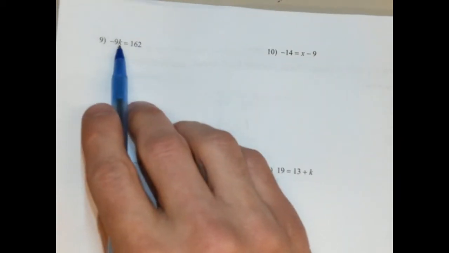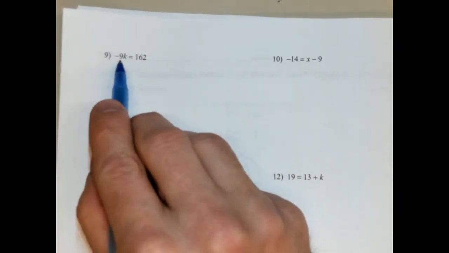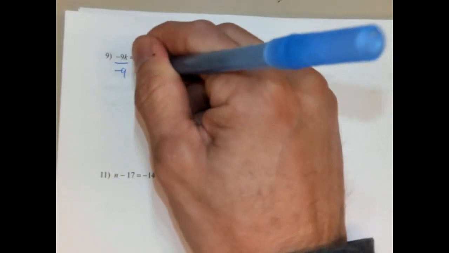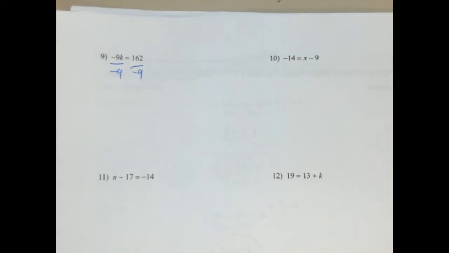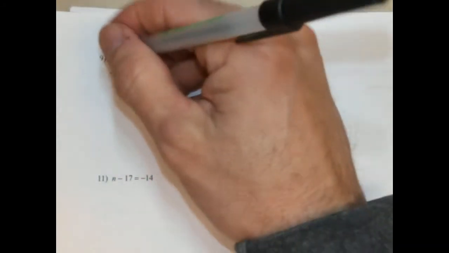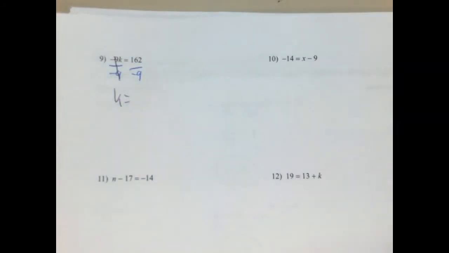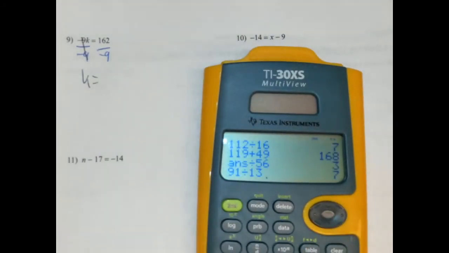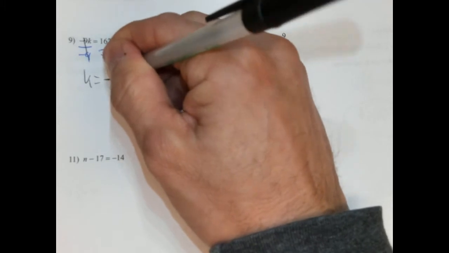So negative 9k equals 162. We're going to divide by the coefficient here. So the coefficient is negative 9. So we're going to divide both sides by that, or multiply by its multiplicative inverse, if we want to think about it. K is equal to 162 divided by negative 9. I do not know what that is, so let's cheat. It's not really cheating. It's only cheating if you get caught. 162 divided by 9, 18. So positive divided by negative is negative, so negative 18.